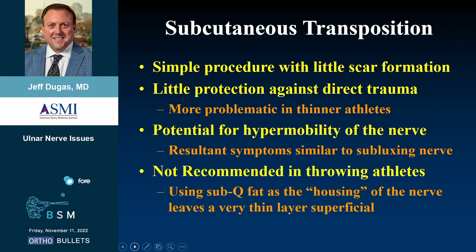You're really taking the nerve and you're putting it in the subcutaneous tissue. So you're creating a fat, almost envelope or sleeping bag for the nerve in the subcutaneous tissues. There is a lot of potential for hypermobility here. It goes with the skin. It's not really down on the flexor pronator mass.